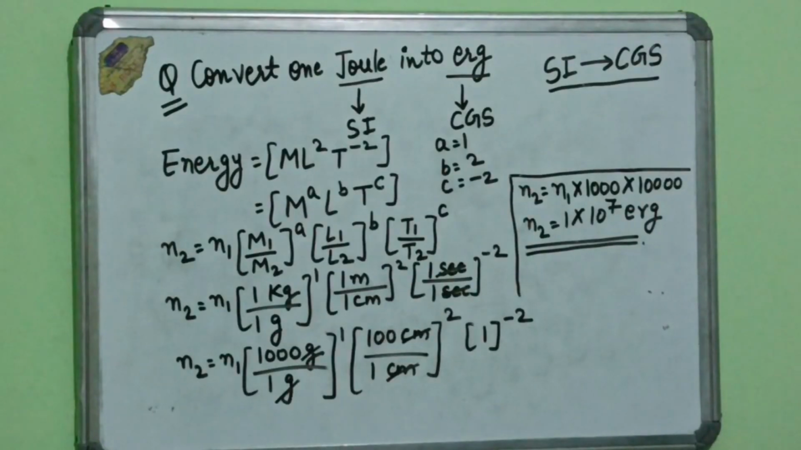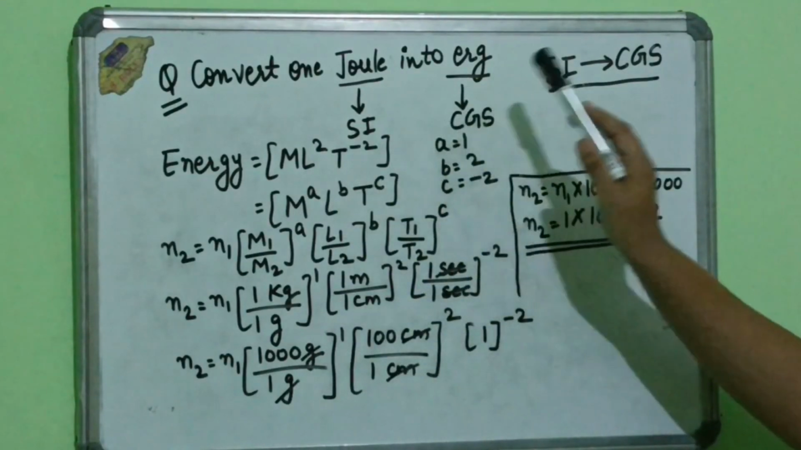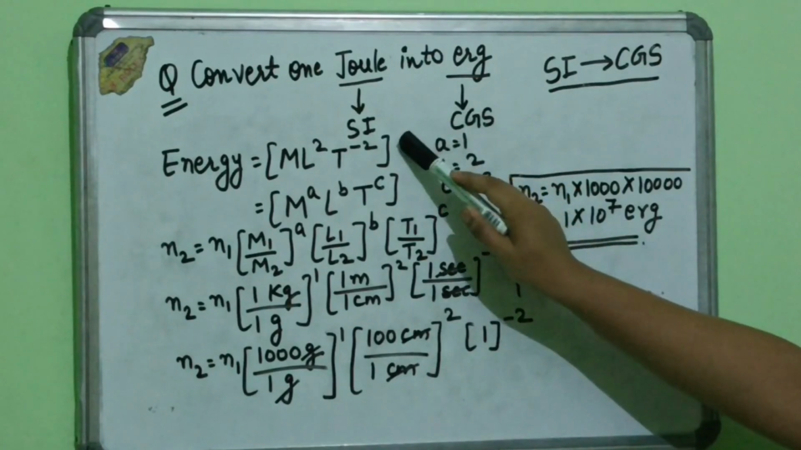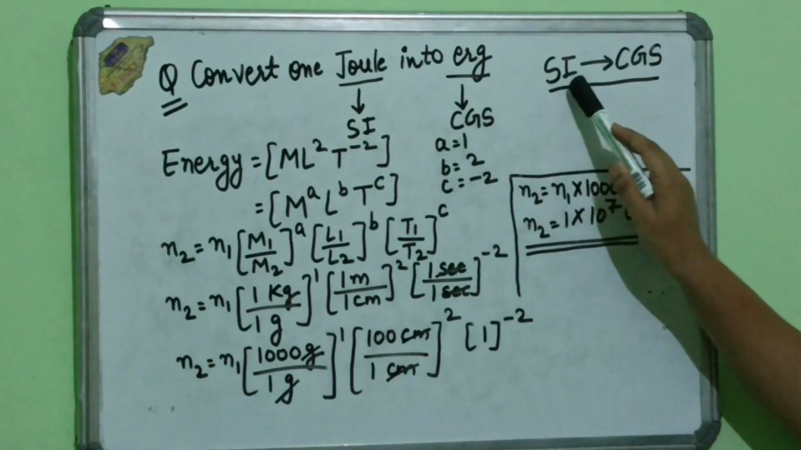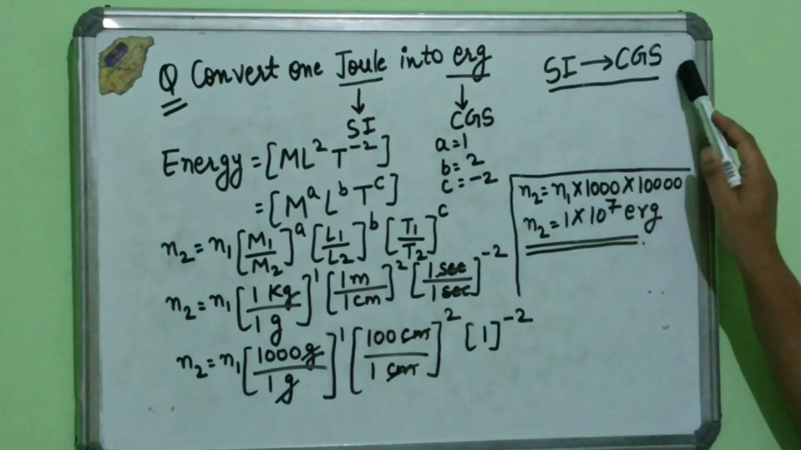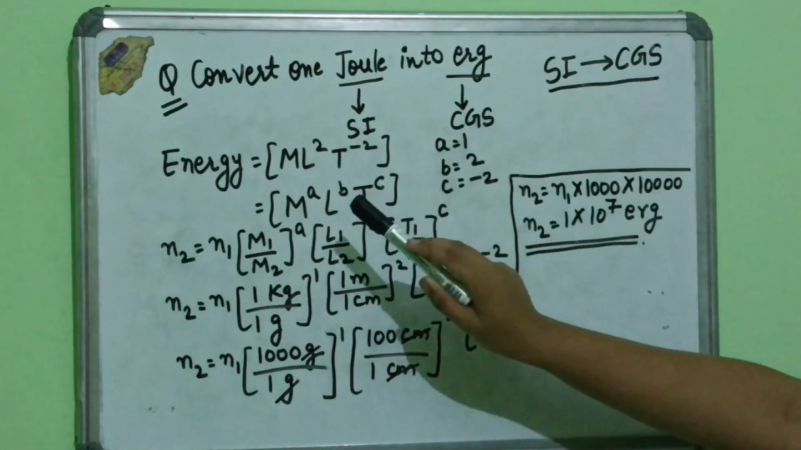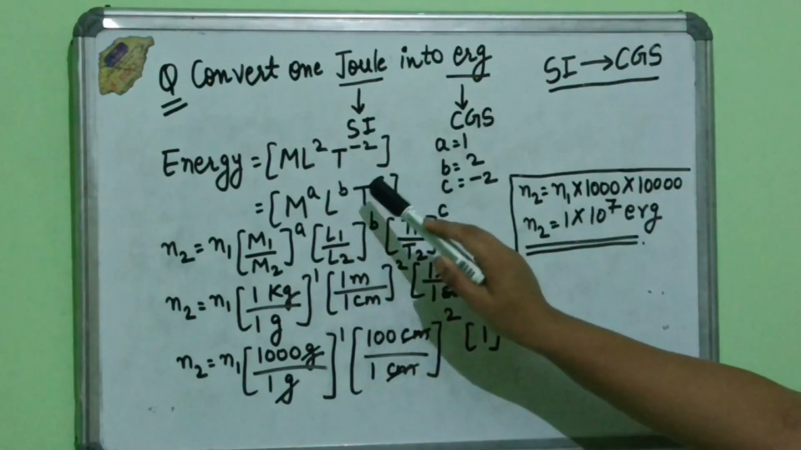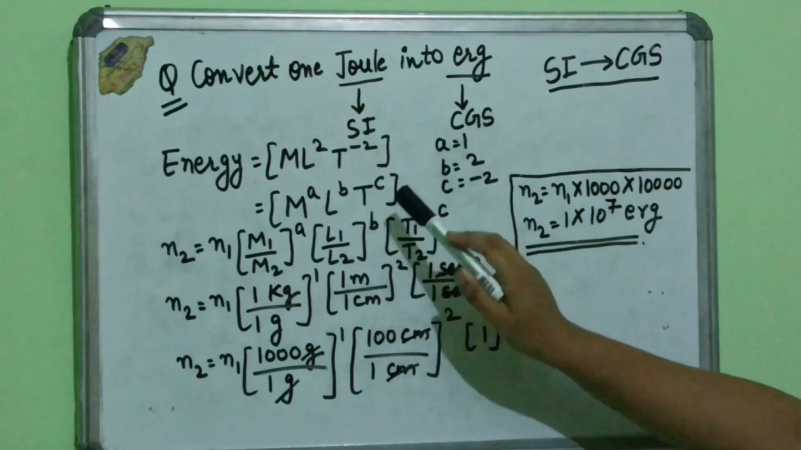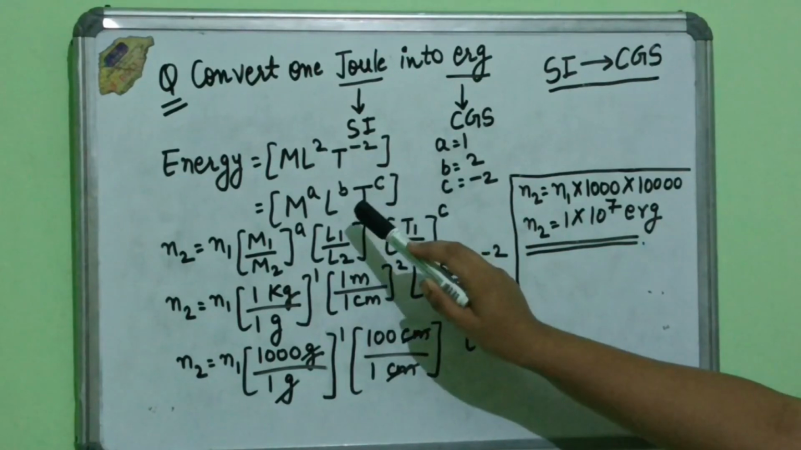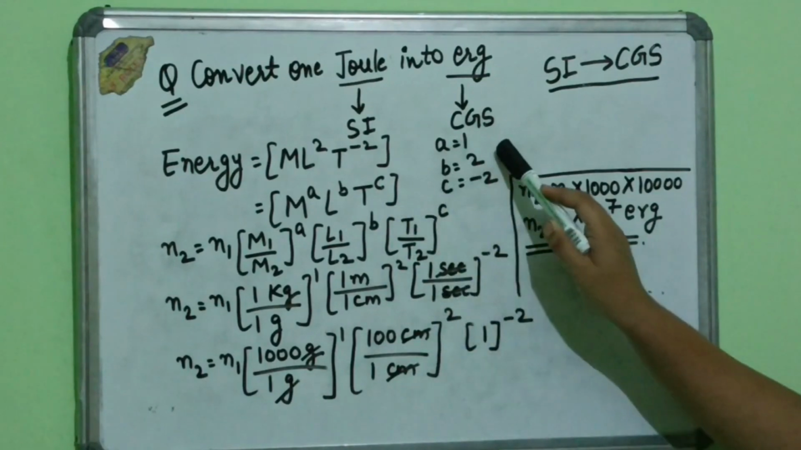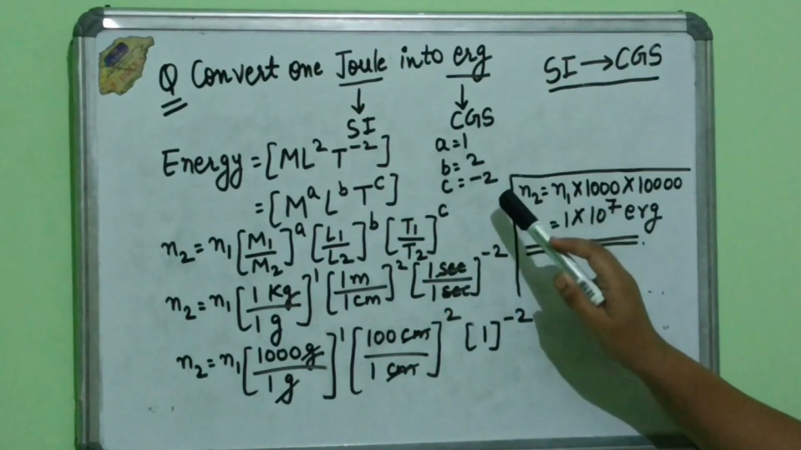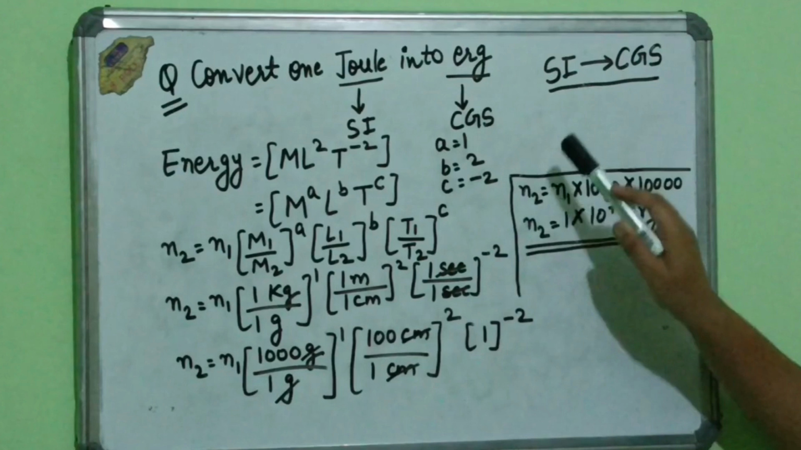Now let's take one simple example. Convert 1 joule into erg, where joule is the SI unit of energy and erg is the CGS unit of energy. So we have to convert from SI unit to CGS unit. We know that the dimension formula for energy is M to the power 1, L to the power 2, T to the power minus 2. If we compare this with M to the power a, L to the power b, T to the power c, we get a is equal to 1, b is equal to 2, c is equal to minus 2.